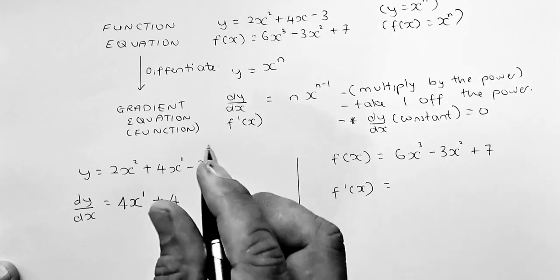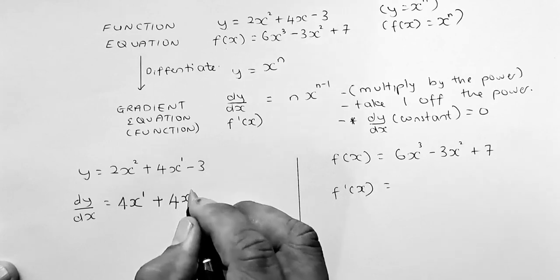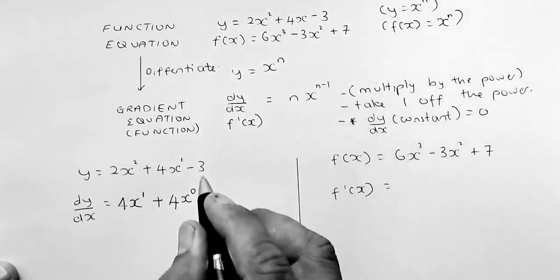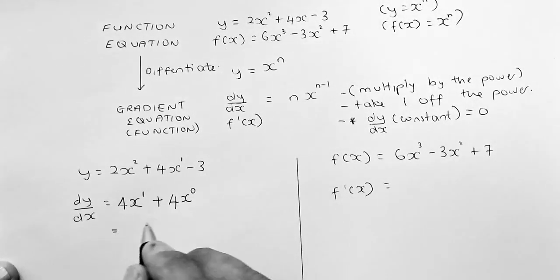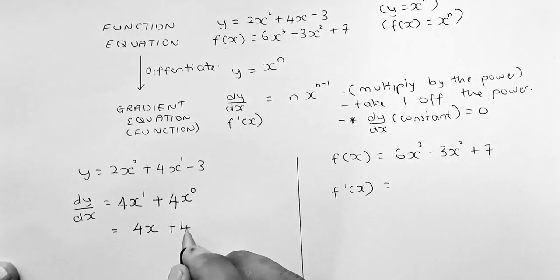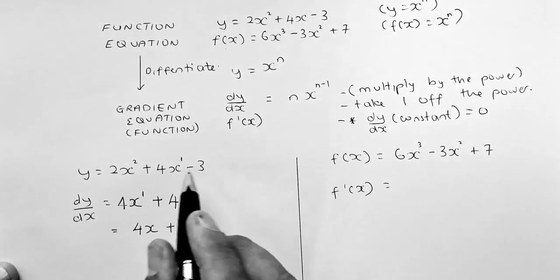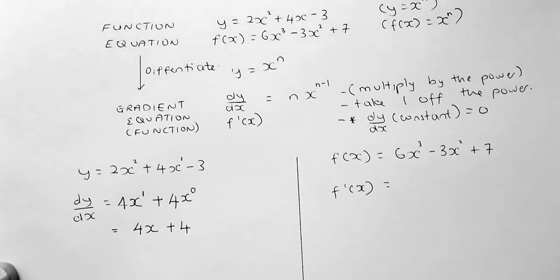And then you put x, and 1 minus 1 is going to be 0. As I said, when you differentiate, the constant is 0, so don't worry about the minus 3. You can write it down as 4x^1 or 4x plus 4, because x to the power of 0 equals 1. So that's the answer. When you differentiate this equation, it's going to give you the gradient function 4x plus 4. Okay, we'll do the next one.